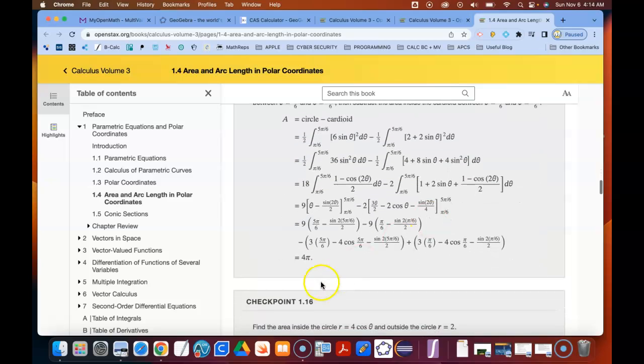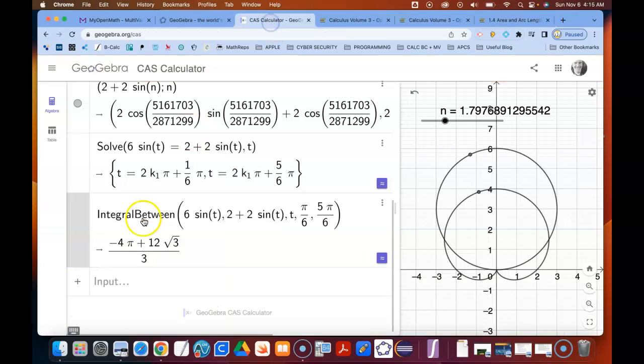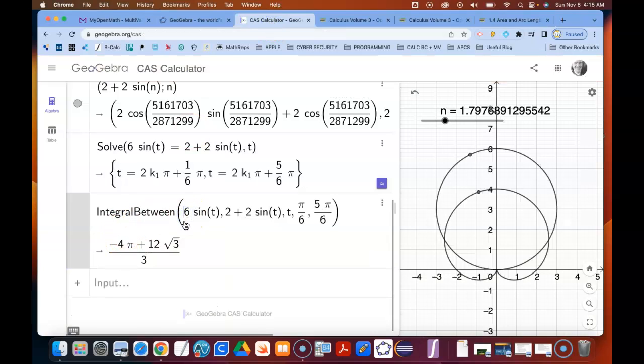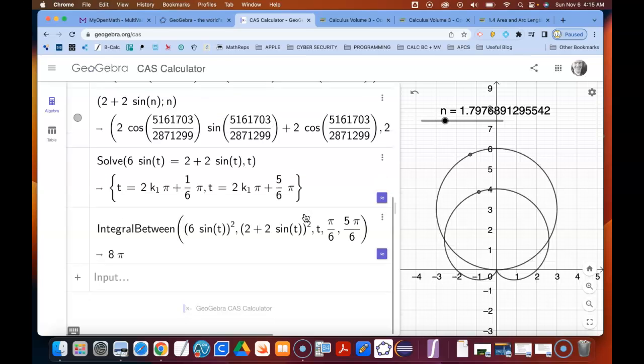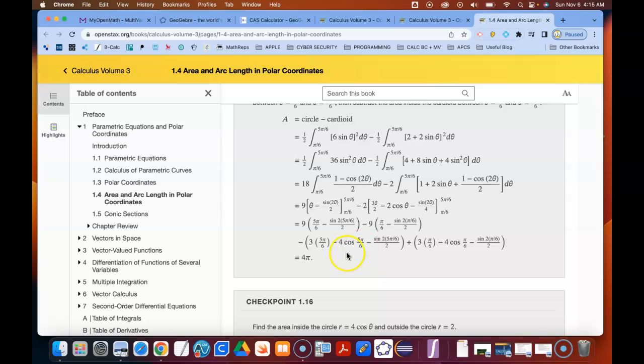So it looks like I have the 4 pi part, but mine's a negative 4 pi, but I know what I did wrong, and you might make the same mistake. I forgot to square my functions, because really it's the area between the squares of those functions. So let's go back here, click on that, put a parenthesis around that puppy and square it. And let's do the same thing here. Let's put a square around that one, and then 8 pi.